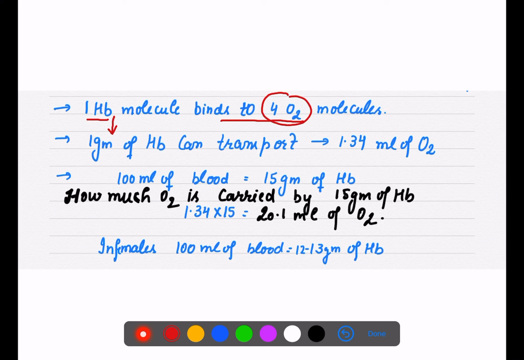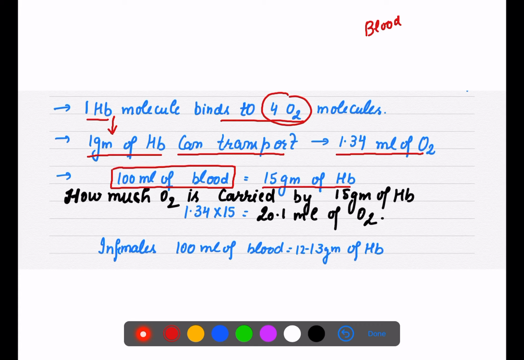But if I change it into grams, because whenever you go for your blood test the values are given in grams, right? So 1 gram of hemoglobin can transport 1.34 ml of oxygen. Now 100 ml of blood in males has 15 grams of hemoglobin, and in healthy normal females the average is about 12 to 13. Usually females have a little less hemoglobin as compared to males. In males it is 15, per 100 ml of blood.